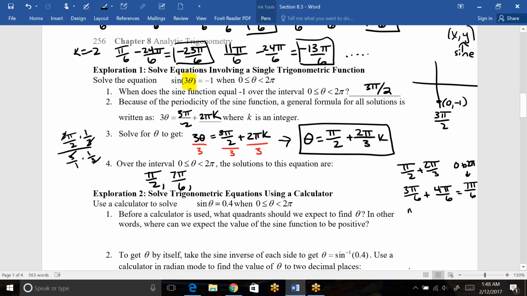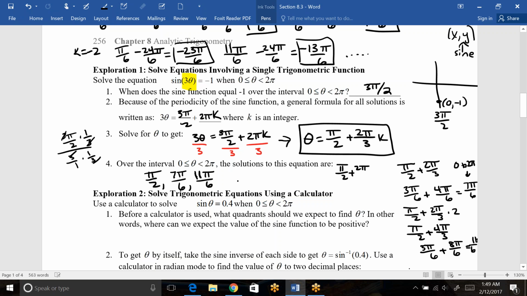Let's plug in 2. So pi over 2 plus 2 pi over 3 times 2. That would be pi over 2 plus 4 pi over 3, which if we get a common denominator, would be 3 pi over 6 plus, multiply this by 2, 8 pi over 6. That's 11 pi over 6. And that is still smaller than what we had there. So I did the 0 case, I did 1, I did 2. Let's make sure that negative 1 doesn't also give us something between 0 to 2 pi.